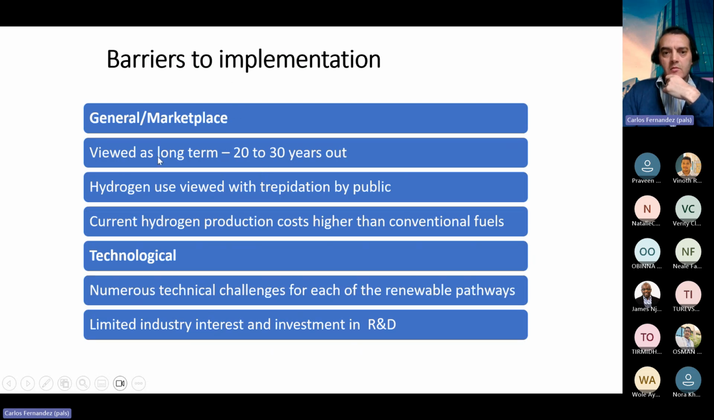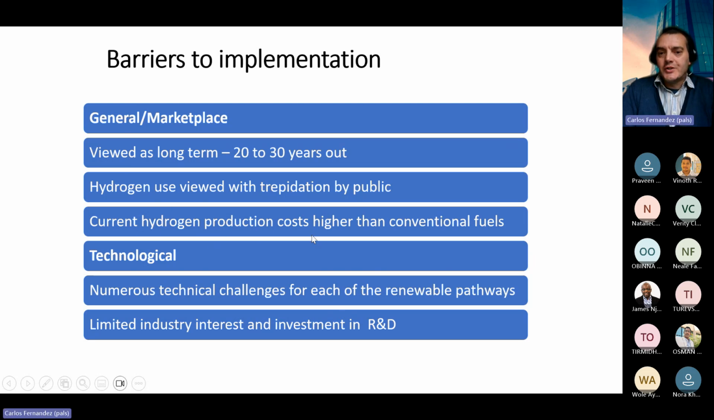So although some of the work is quite interesting, to market that research into something that is feasible and sustainable, it might take 20 to 30 years. At the moment, obviously, one of the issues is that hydrogen is viewed with trepidation by the public. So how to transport, how to store, due to the high flammability. There are obviously ways, like using carriers such as methane or ammonia.